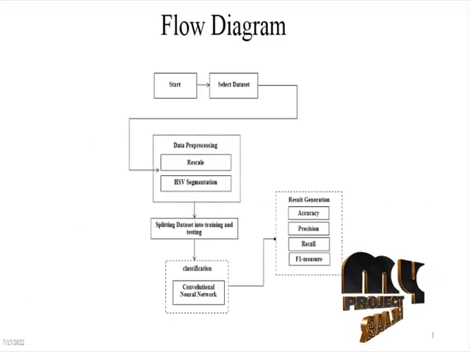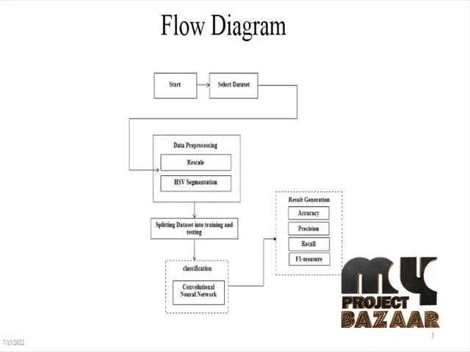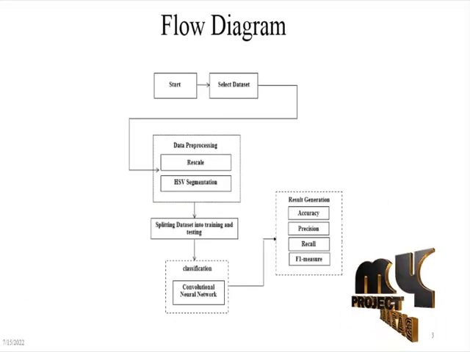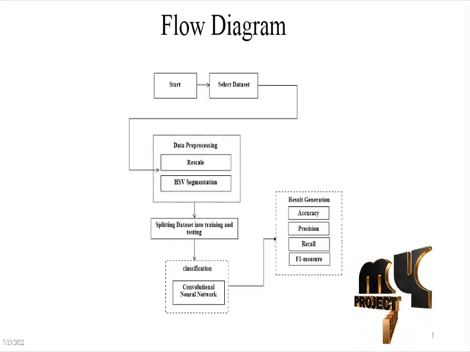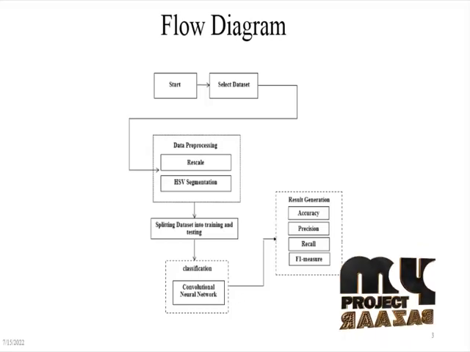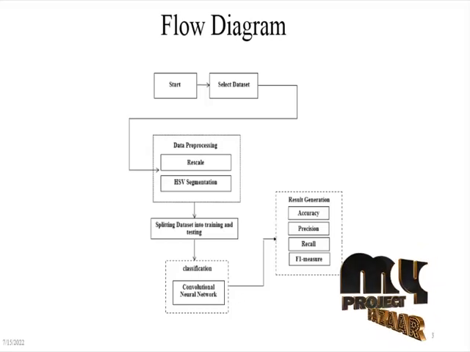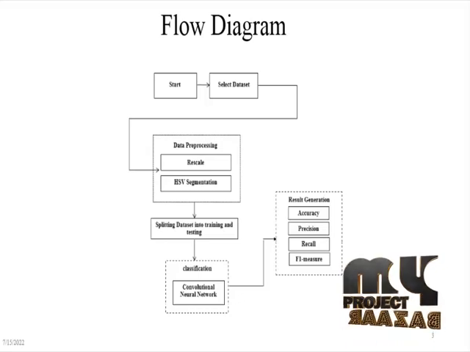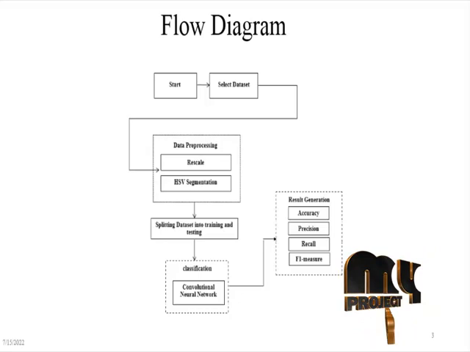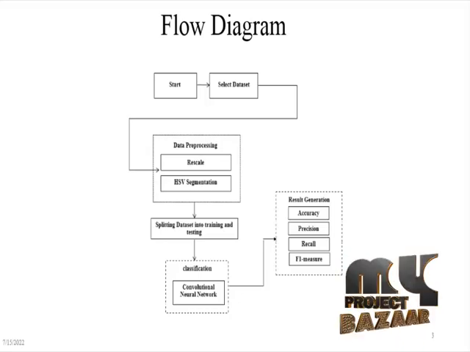And the flow diagram of the project is: first we need to start the program and select the dataset. Then we need to visualize the sample images from our console working directory. After that, it will go into data preprocessing. In data preprocessing, we resize all the images and convert them into arrays. After that, we apply the HSV segmentation. HSV means hue saturation value, which is used to segment the color region from the white blood cells.